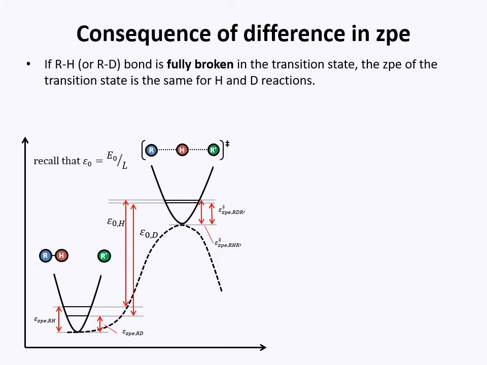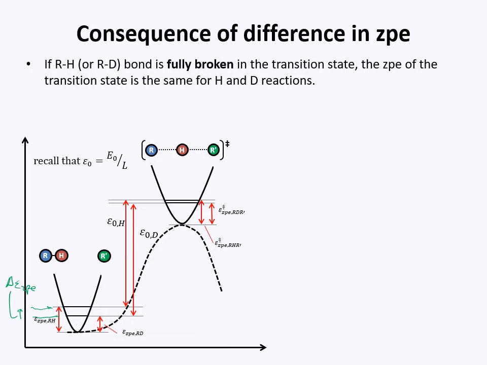So why is this important? Well, what we've done so far is we've basically calculated the value of this gap here. We've got these two values here, and we've calculated this, which is our delta EZPE. So that's the value we've calculated so far.